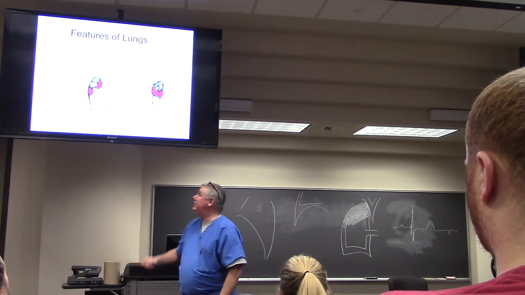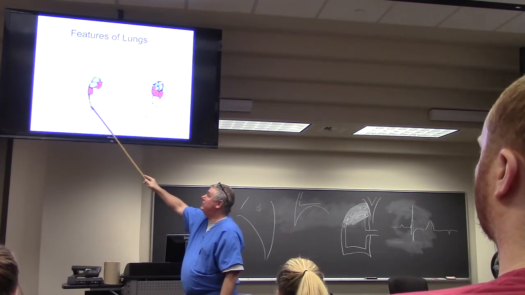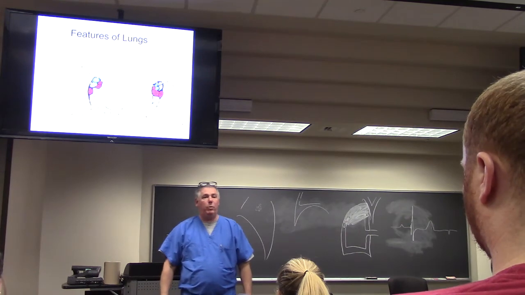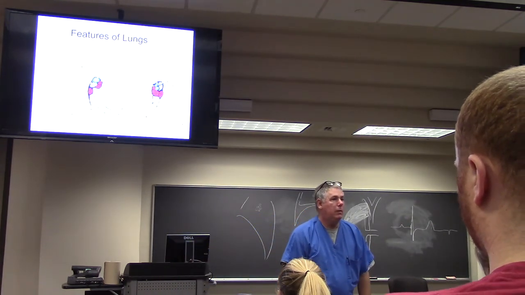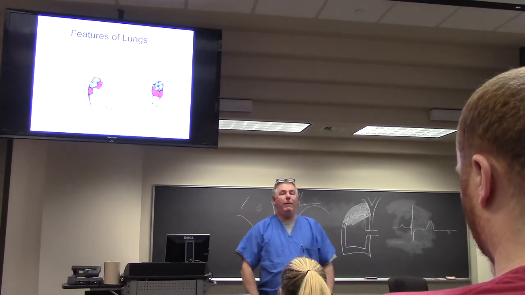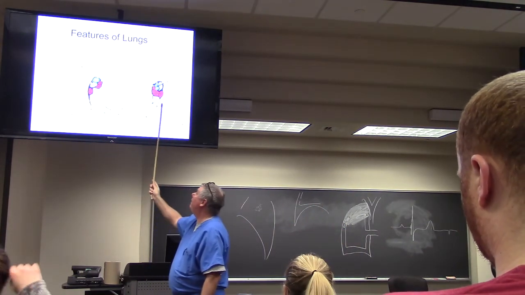And finally, this is the pulmonary ligament right here that I mentioned earlier. This is the reflection of the visceral pleura onto parietal pleura. You have a right and left, you have a pulmonary ligament on each side.